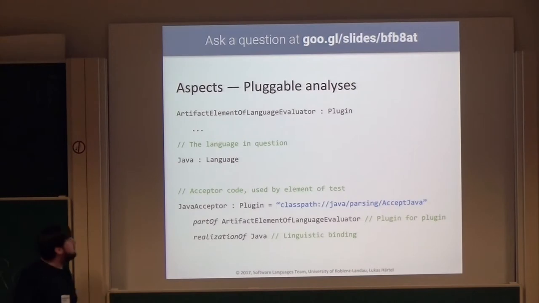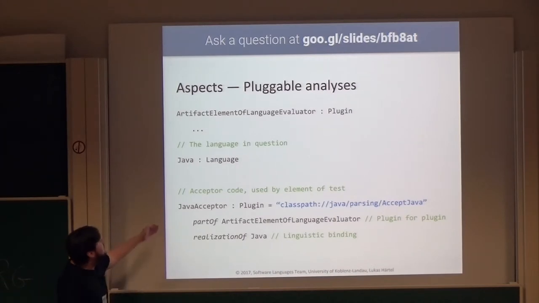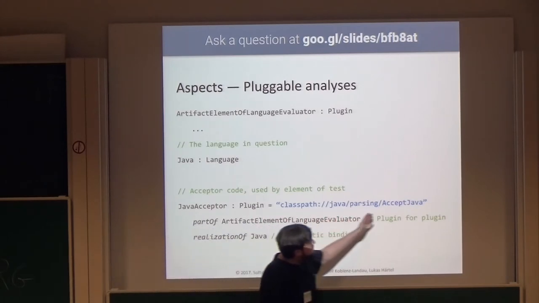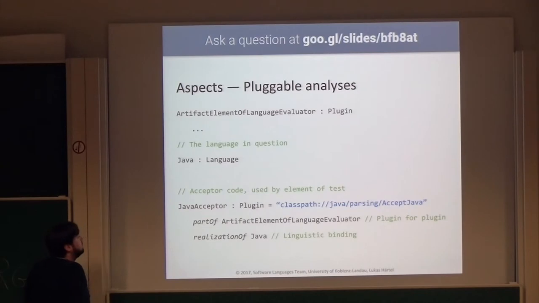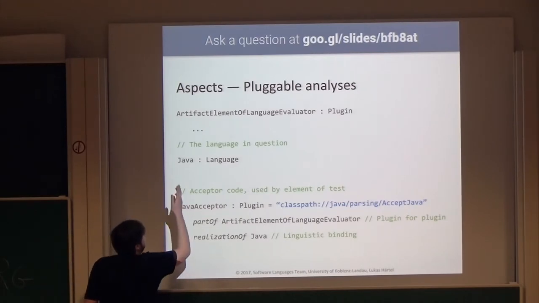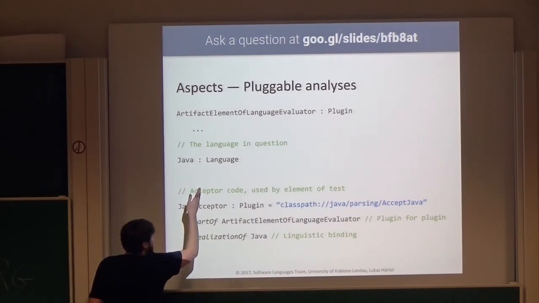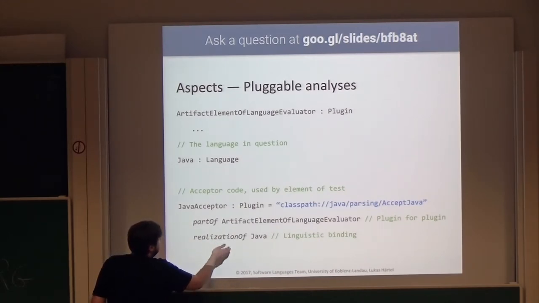Then, for example, here we have the language Java. We want to make the element of test for Java. We say here to take a Java acceptor, which is a plugin. We link it to the class that actually does the acceptor. And we say that this is a part of the element of evaluation, and we bind it to the language itself. So here we have the realization of Java.